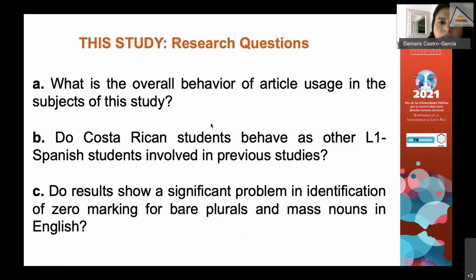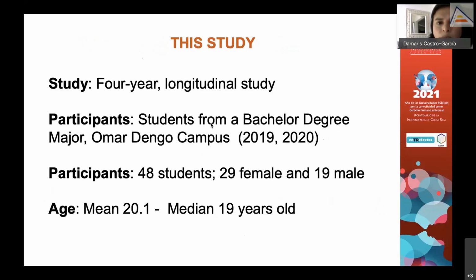We also want to see if the results that we have show some kind of significant problem in the identification of zero marking for verb plurals and mass nouns, which is the main difference between Spanish and English. In this study, we are working with students from an English major at Universidad Nacional in Costa Rica. We are following these students over a 4-year period. We are working with 48 students, and the mean age is 20.1 and the median is 19 years old, all of them university students.